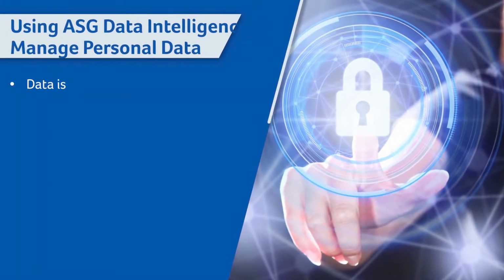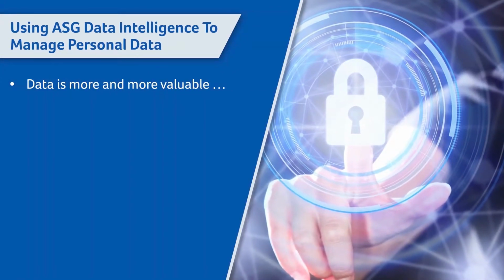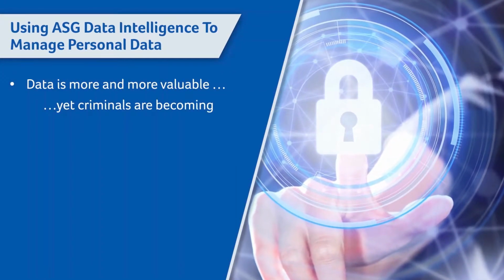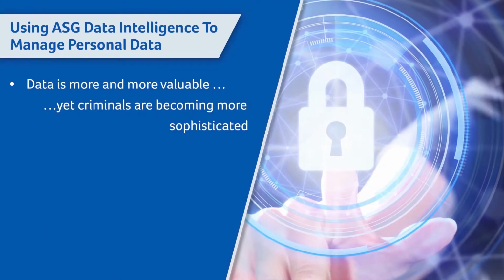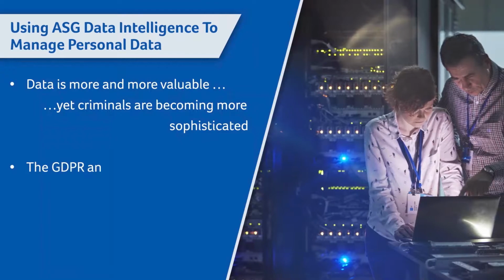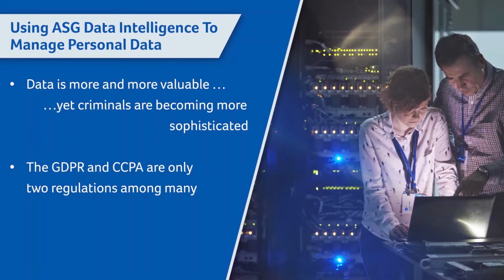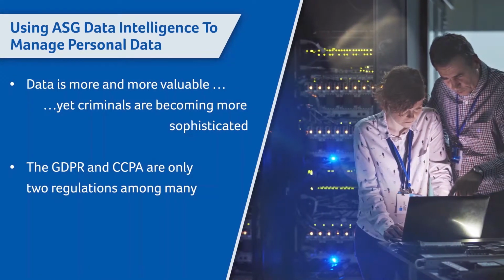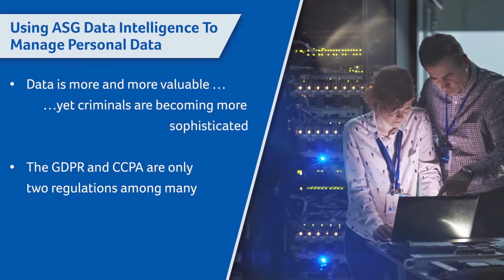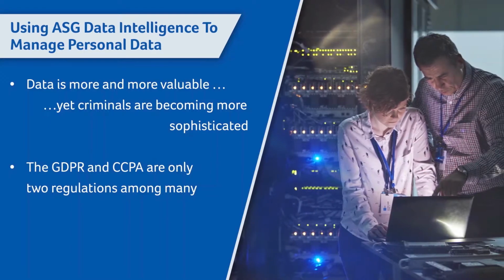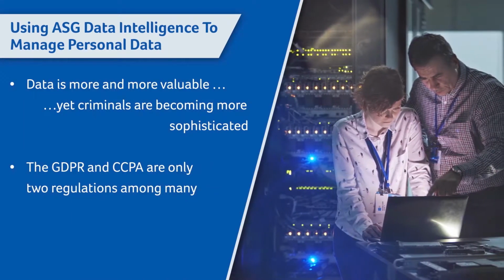As businesses become smarter about how they use personal data to create revenue and profits, criminals are too becoming smarter at stealing personal data and using it in unlawful ways. As a result, personal data regulation is getting tougher all the time. The EU General Data Protection Regulation, GDPR, and the State of California's Consumer Protection Act are two of many regulations data protection officers have to deal with.